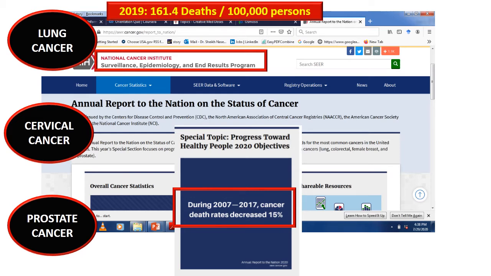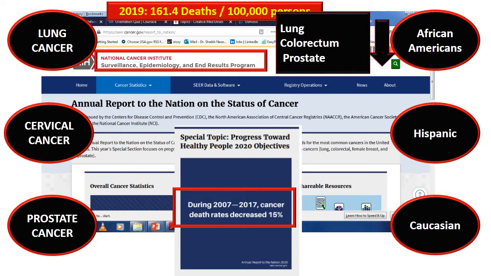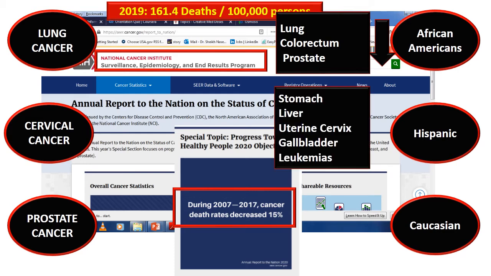Race can define an at-risk group for cancer, as it is a population group with common genetic and phenotypic features that separate them from other population groups. There is a significant decline in cancer in the African American race, in which lung, colorectal and prostate cancers are decreased.